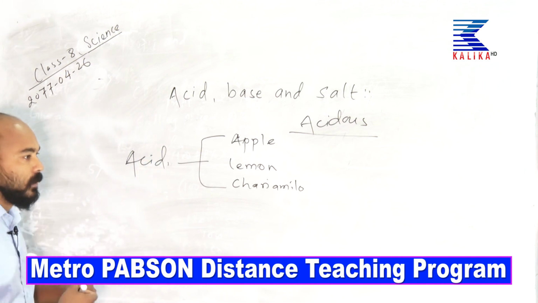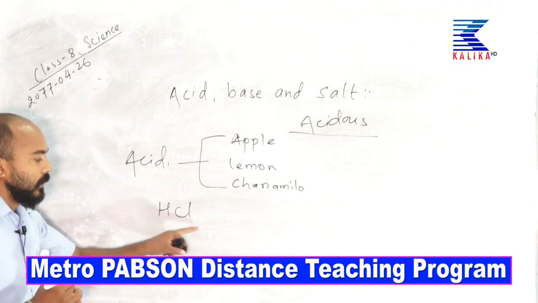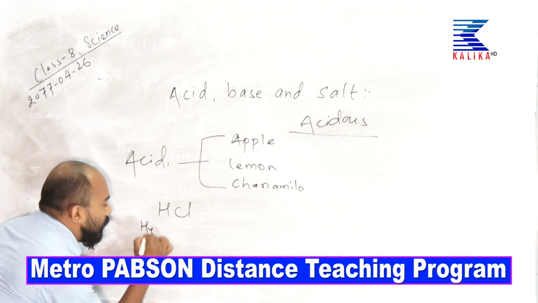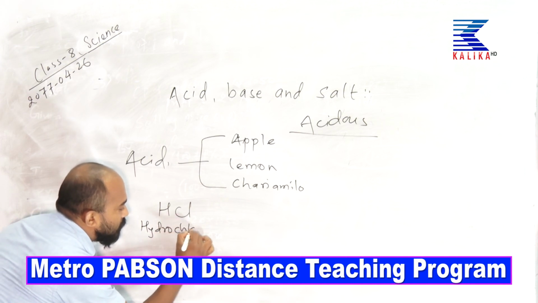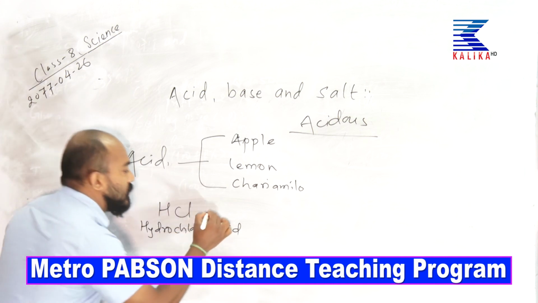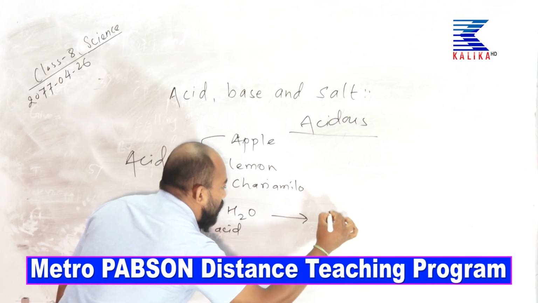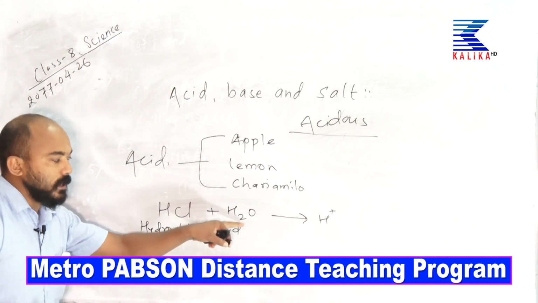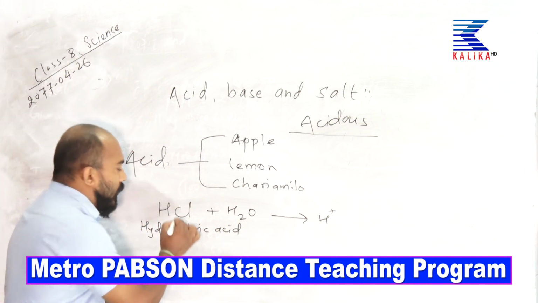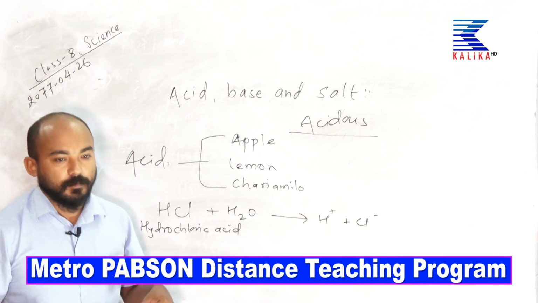Let us take an example, hydrochloric acid, HCl. When it dissolves in water, it must give H plus and its respective other ion.